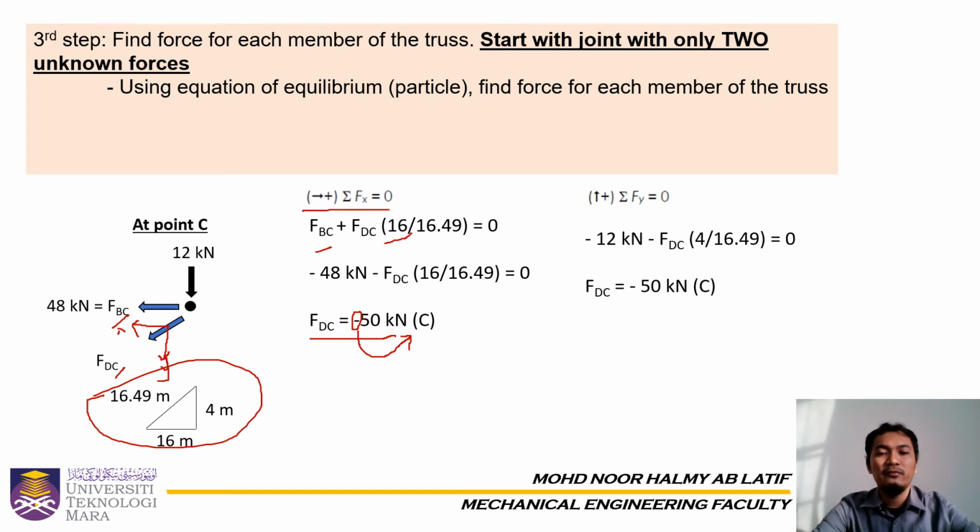We can also find the force in member DC by using the summation of forces in the y direction. In the y direction, we only have two forces, which are 12 kN pointing downwards and FDC in the y direction, which also gives the same answer, which is negative 15 kN, compression.